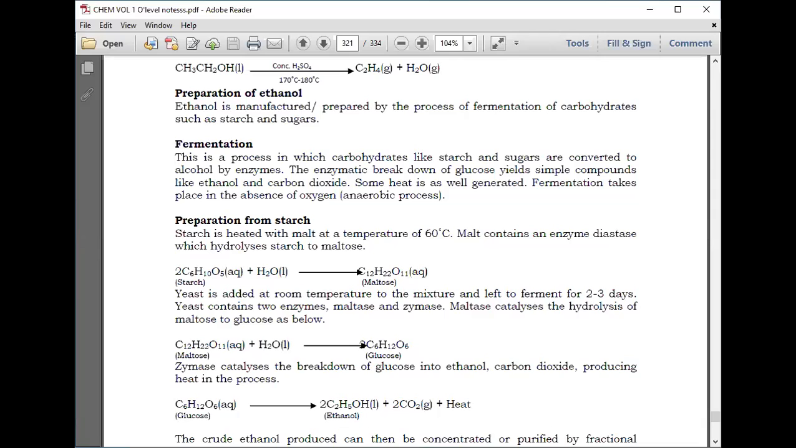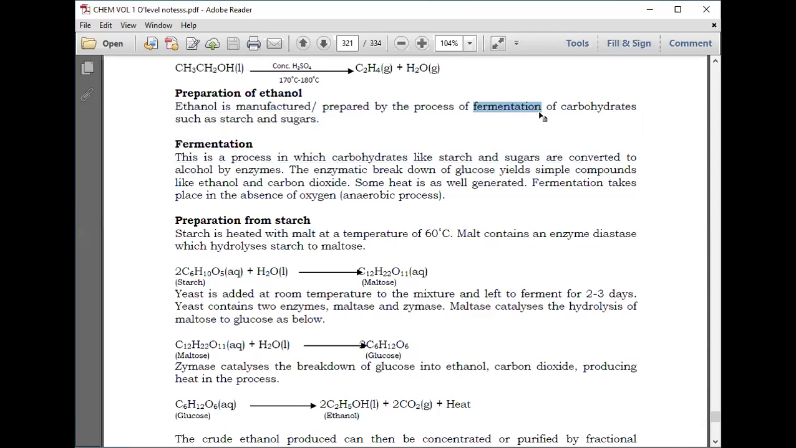And I'm saying ethanol is manufactured or prepared by a process called fermentation. You must never forget this. The process by which ethanol is prepared is called fermentation of carbohydrates such as starch and sugars. But the process we are saying is called what? Fermentation. And mark the spelling. When you write it, the spelling must be correct.